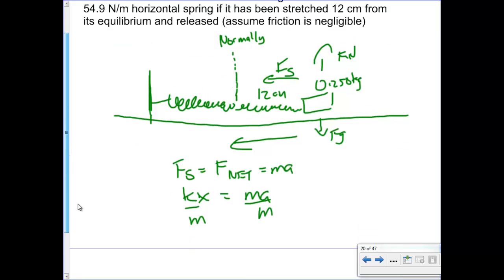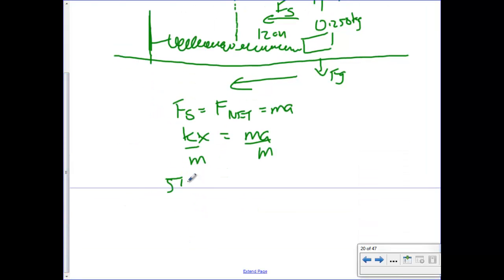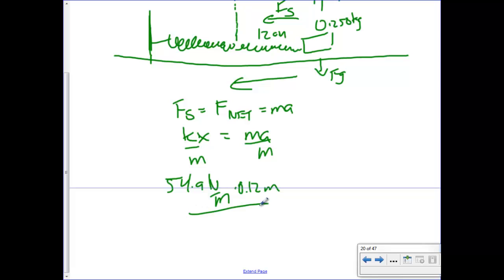So 54.9 newtons per meter is that leading coefficient value. The distance we moved this thing was 12 centimeters, so 0.12 meters. And then divide by the mass. Well, let's talk about the direction in a second. First, let's just find the value, and then we'll talk about whether we think it should be positive or negative.